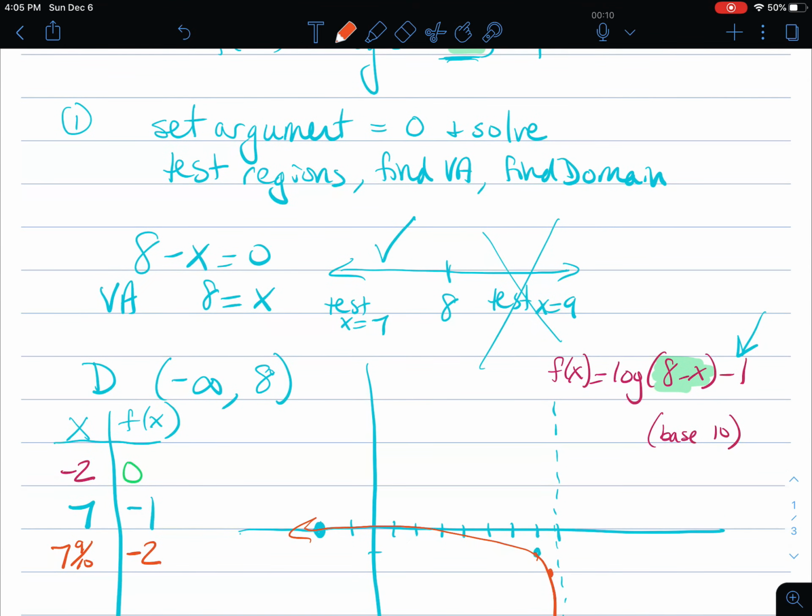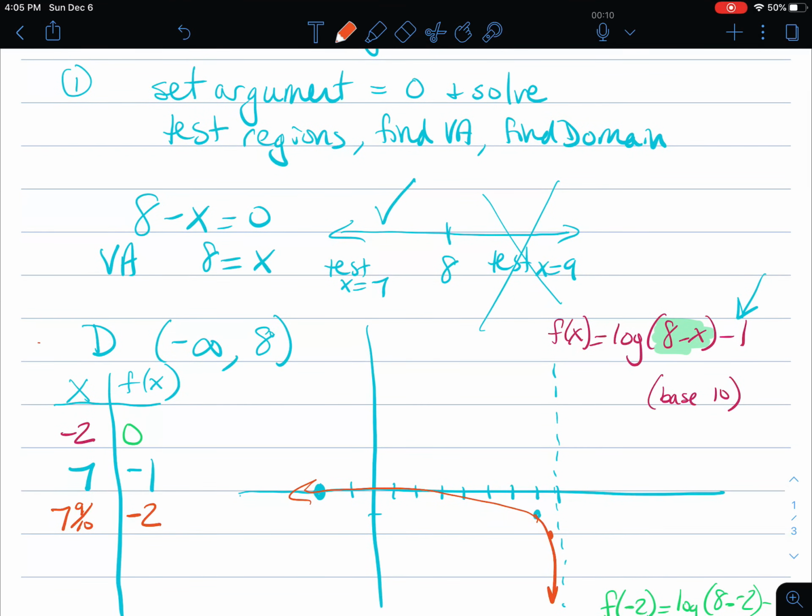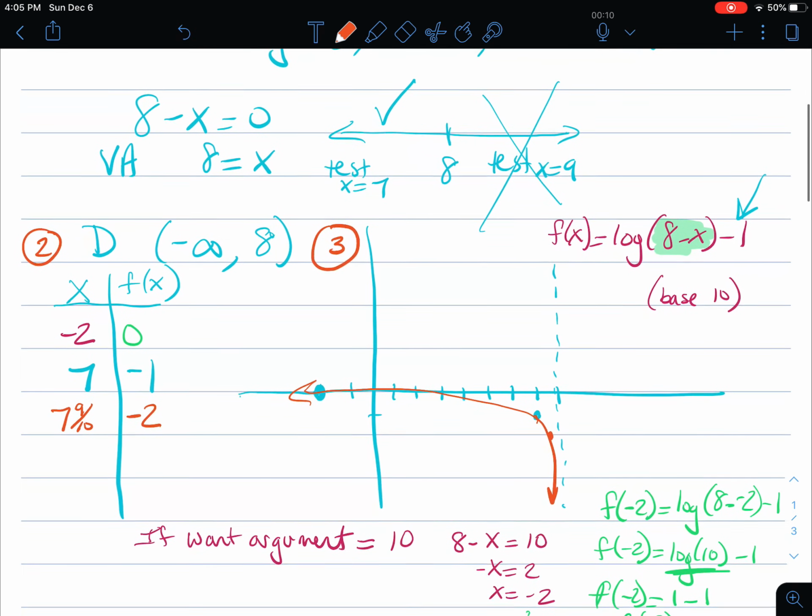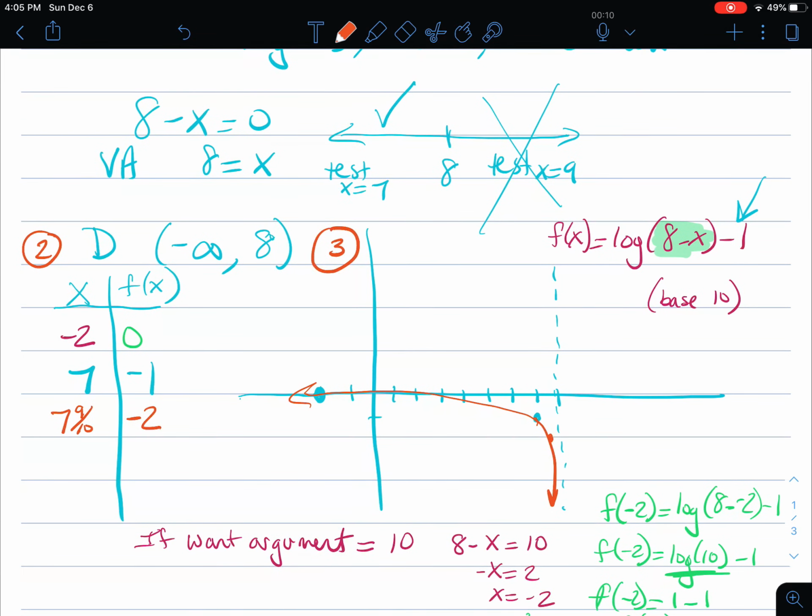So I said step 1. Step 2 is going to be to create your table, and step 3 is the actual graph. But step 1, we're always going to start with setting your argument equal to 0, solving for the variable, and testing the regions. This will help you find your vertical asymptote to graph and also tell you which side of the vertical asymptote you're allowed to use for inputs.